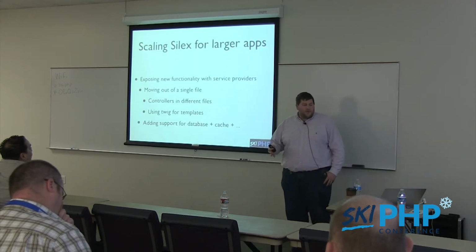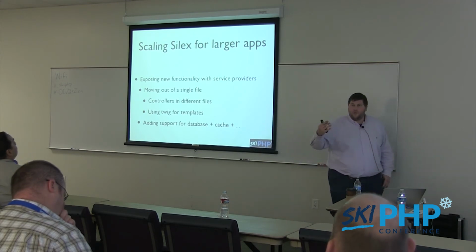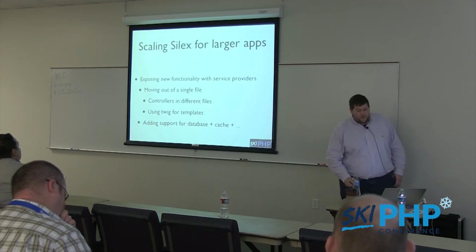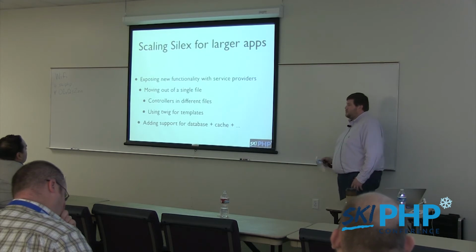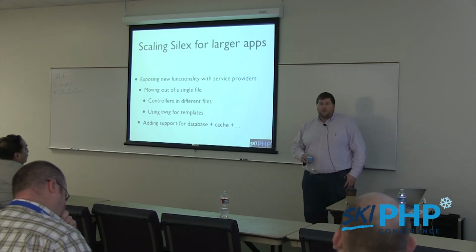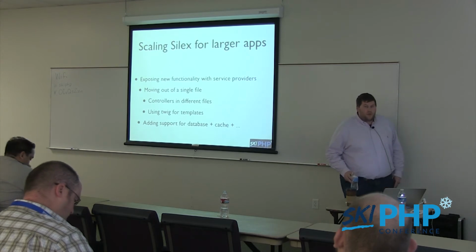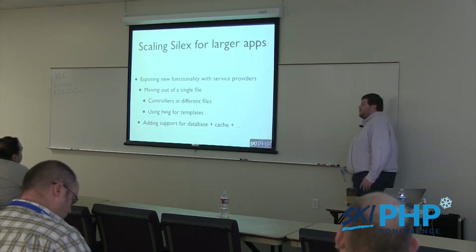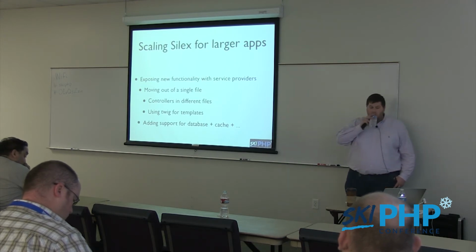So what happens when you want to scale Silex for larger applications? All the examples I show are of one file. They're really straightforward and simple. You expose new functionality with service providers. So one, I don't want one gigantic file called index.php. I want to move these classes into separate files. I might want to put controllers in one place and move Twig templates to another place. And I might want to add support for additional features, like we've already gone through database and caching.